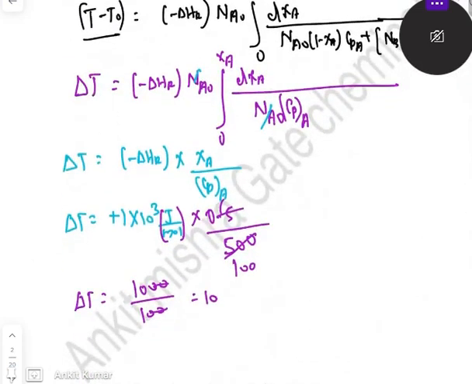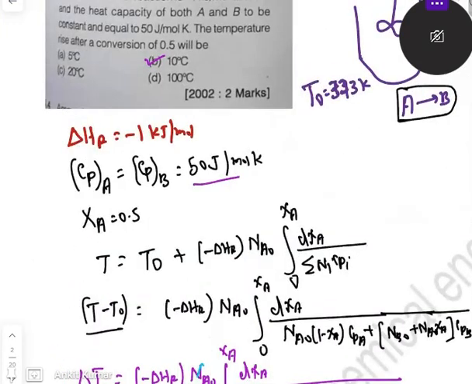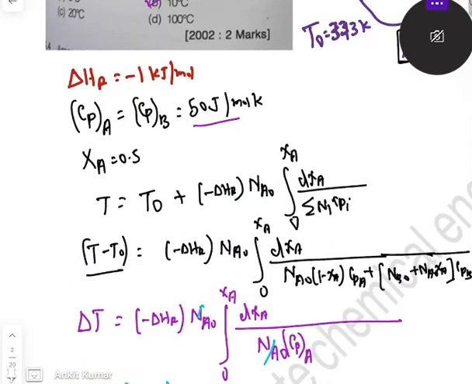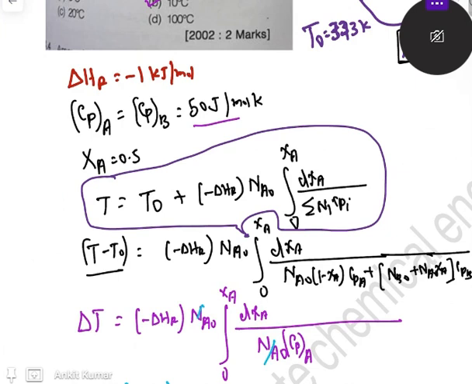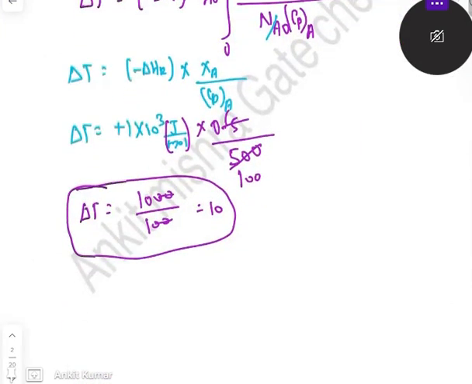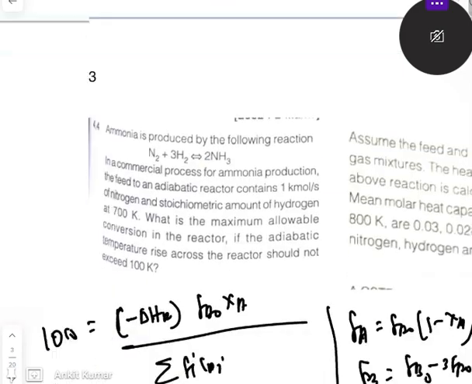Is that clear? Since what we have seen till now is that the energy balance equation for both the plug flow reactor and the batch reactor are the same, that's why I have written this formula for the energy balance here, to calculate the exit temperature of the batch reactor. I hope this is clear to all of you now. I'll be moving towards the next problem of today's discussion.